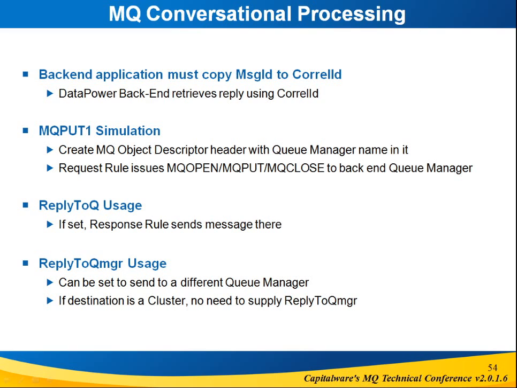Reply to queue. If you set this parameter on to say reply to queue usage, then that means that the response rule will send the message to whichever reply to queue name you specify or is currently in the message descriptor. And the same is true with the reply to queue manager. You can set that to a different queue manager if you want to, so that the response rule will send it there. If you're dealing with a cluster, you don't need to set the reply to queue manager. It will automatically send it to whichever queue manager you're connected to, and that in turn will distribute it to the destination.